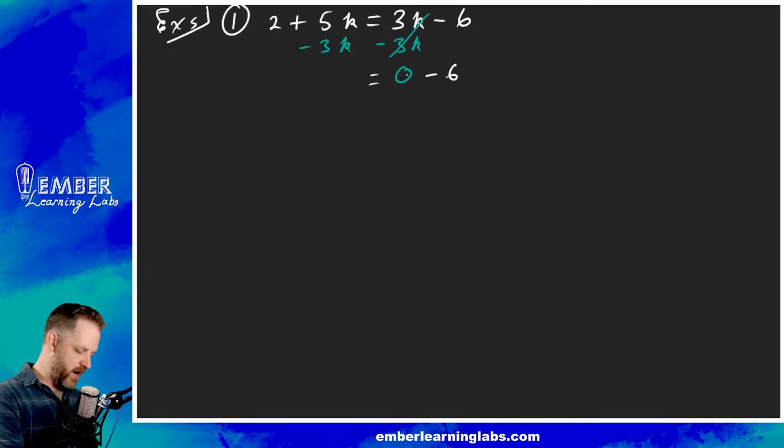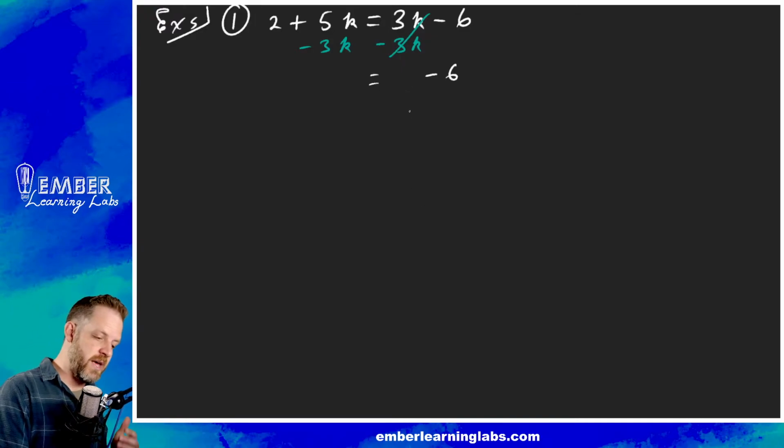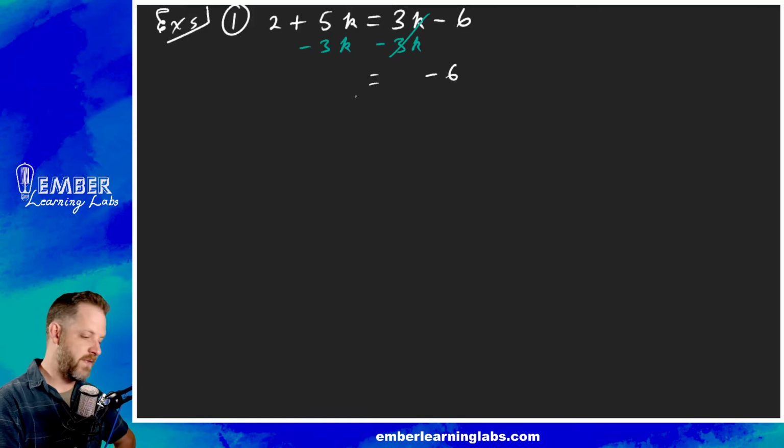I don't usually write these zeros in here. You actually can if you want to, because I know a lot of teachers and curriculums teach you to do that. If you do that, that's totally fine. It's not a big deal. It can be helpful depending on the person, or it can feel a little bit more crowded depending on what you prefer. 5k minus 3k is 2k, so 2 plus 2k.